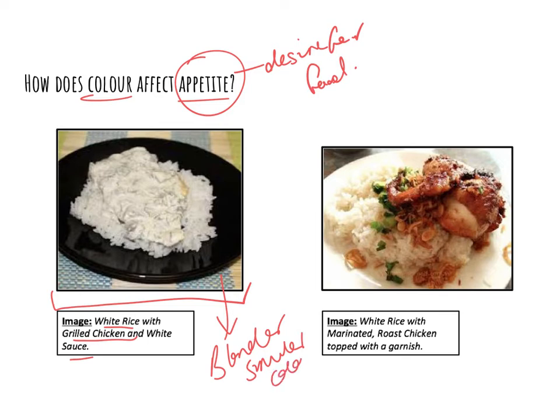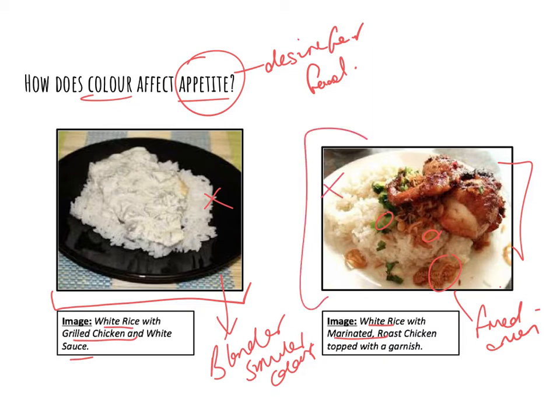However, if you have a look on the right hand side, it's another chicken and rice dish, but it's white rice with a marinated roast chicken with garnishes of peanuts and also some green shallots or scallions used to decorate and to add flavor. In addition, there are some fried onions too. So this change in color and the variation in color within the dish, it's the same dish essentially, but different colors are used, and that is a lot more stimulating for the appetite, and your desire for food is stimulated, and you'd be more likely to choose this food.